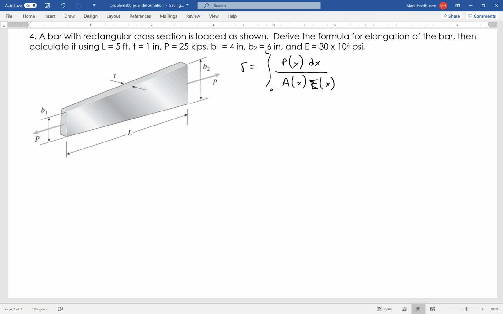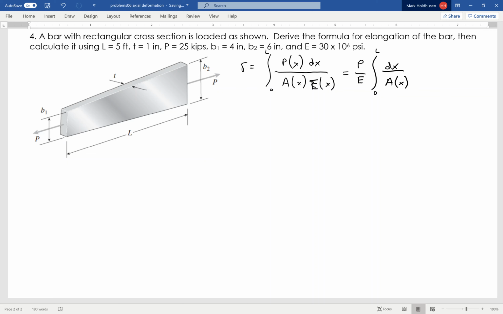Now, my P is constant, my E is constant on this one. It's all the same material. I just have loading at both ends, but my cross-sectional area is definitely changing. So I can bring the two constant things outside. So I have P over E, and what I'm left with in the integral is dx all over the area as a function of x, and again, this will go from 0 to L.